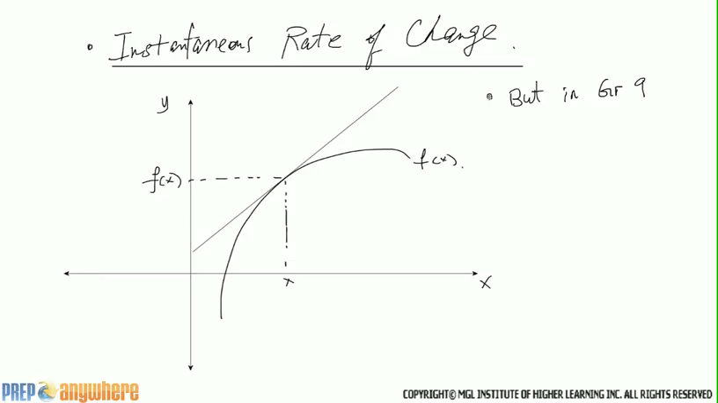Okay, but in grade 9, to find slope, how many points did you need? 2 points are needed. But I'm asking you to find the slope after giving you just 1 point. So this is something new, right? How can you do that?